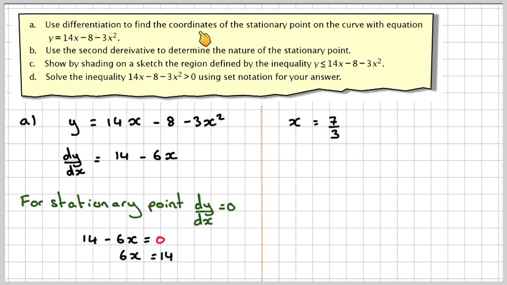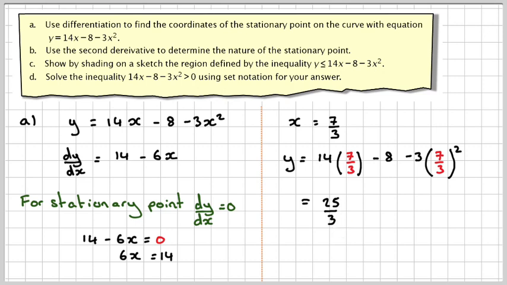It said find coordinates, so we need to find the y coordinate. So substitute in 14 times 7 over 3 minus 8 minus 3, 7 over 3 squared. Now, don't get frightened by fractions. Just use the fraction button on your calculator, put this bit in brackets when you square it, and you'll get the answer of 25 over 3. So the coordinates are going to be 7 over 3, comma 25 over 3.